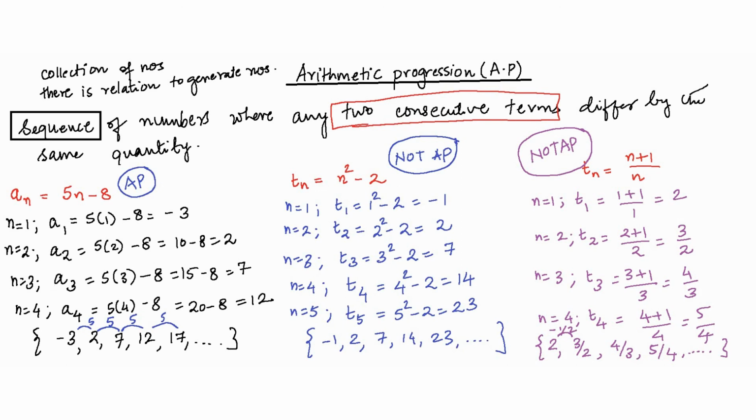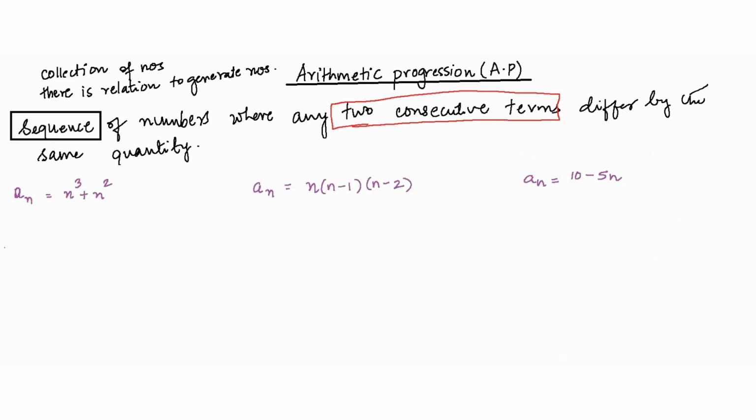Okay, let us now take some more examples of sequences. So let's consider the following three sequences. Let's find the first four terms of all these sequences. So to find the first four terms, I will now have to find A1. So A1 will therefore be 1 cube plus 1 square. That is 1 plus 1, which equals 2.